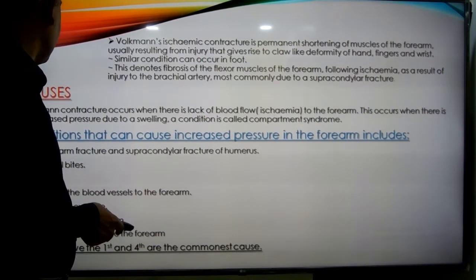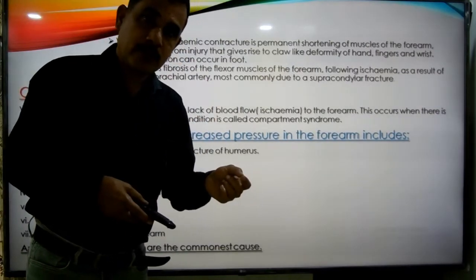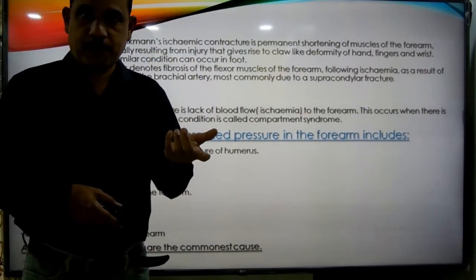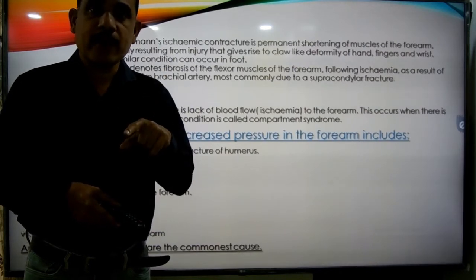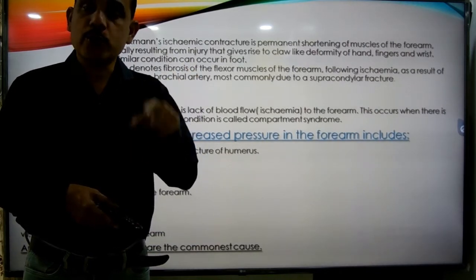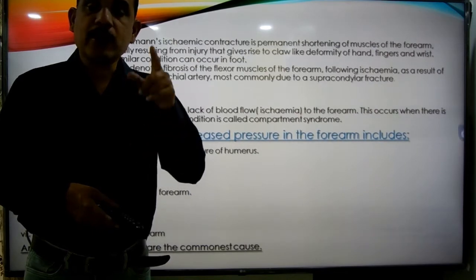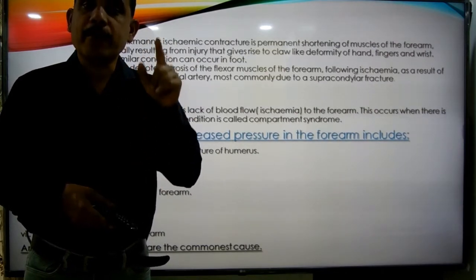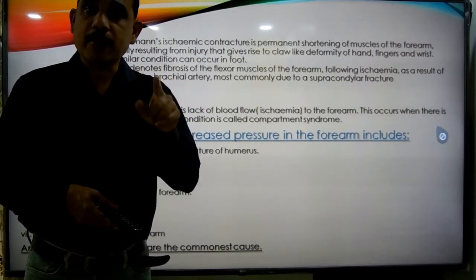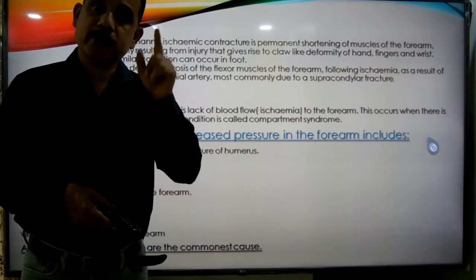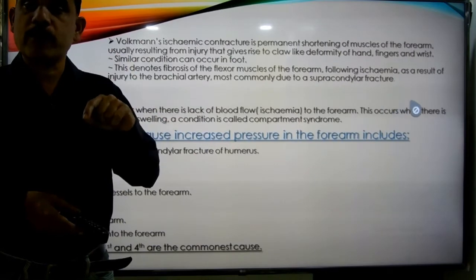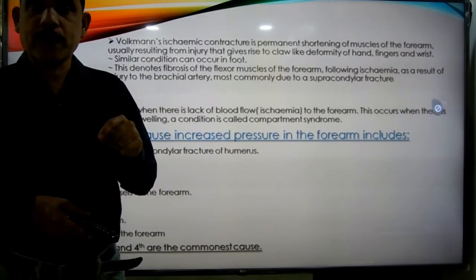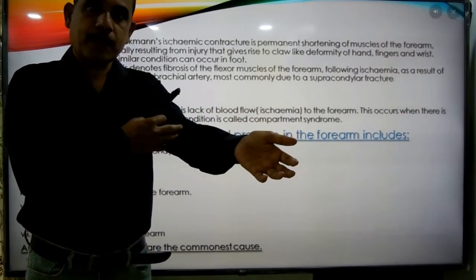And this occurs when there is increased pressure due to swelling at the site of the injury. It is called compartment syndrome. As you see in the case of the supracondylar fracture of the humerus, compartment syndrome is a common complication. What happens after the injury?